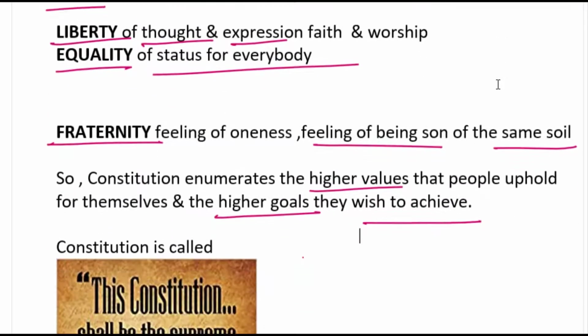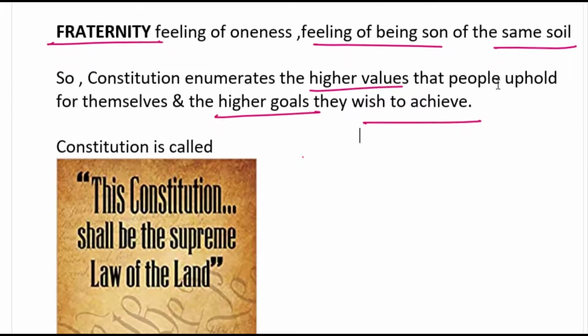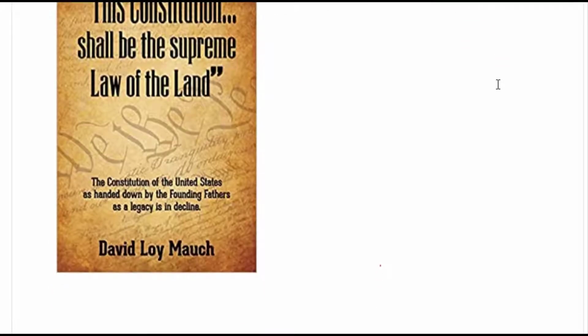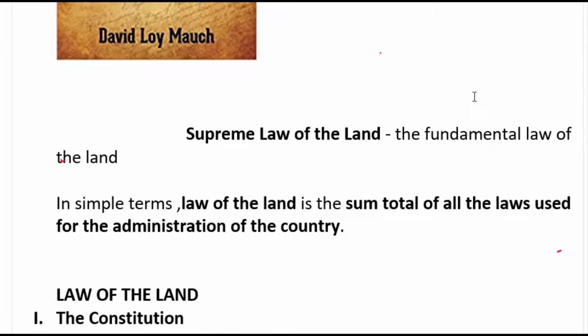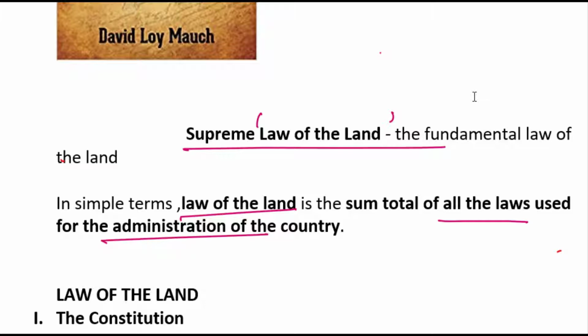All right. The Constitution is also known as the supreme law of the land, which is an American concept. In order for us to understand the phrase supreme law of the land, let's first understand the phrase law of the land. Well, the law of the land is the collection of all the laws, the sum total of all the laws that are used for the administration and required for the good governance of the country.